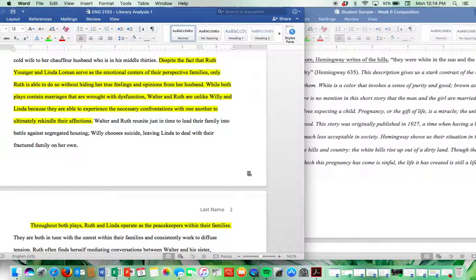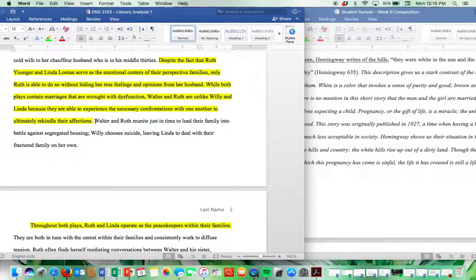So here's an example of a thesis. Despite the fact that Ruth Younger and Linda Loman serve as the emotional centers of their respective families, only Ruth is able to do so without hiding her true feelings and opinions from her husband. While both plays contain marriages that are fraught with dysfunction, Walter and Ruth are unlike Willy and Linda because they are able to experience the necessary confrontations with one another to ultimately rekindle their affections. You'll note that this thesis is very specific, so I know exactly what we're going to be talking about as I read your paper, and that is great. That's what we want. I don't want any surprises.